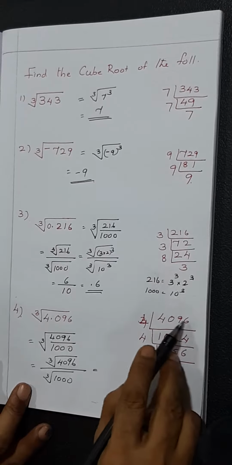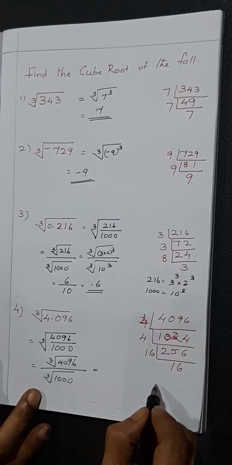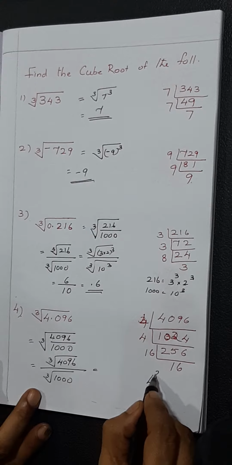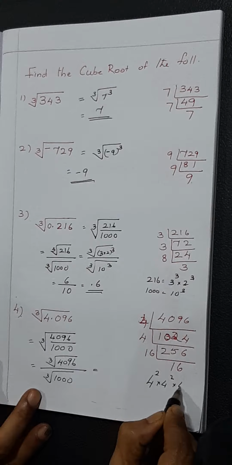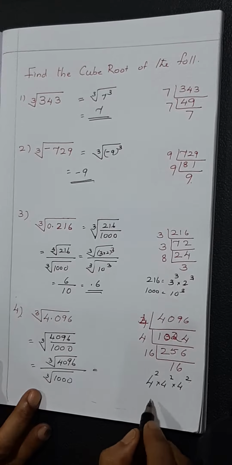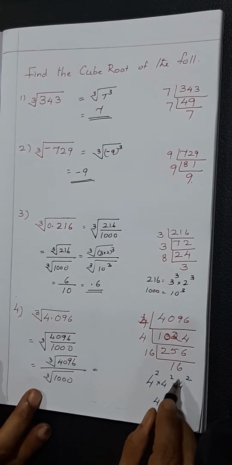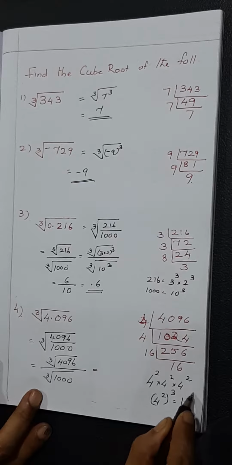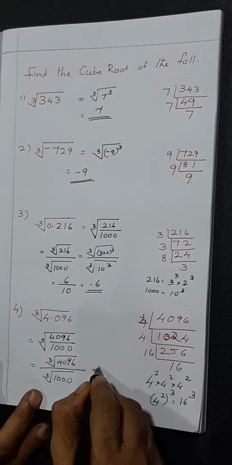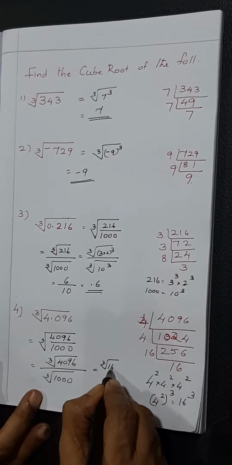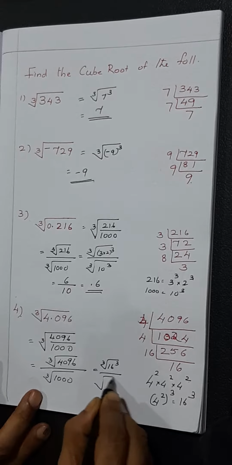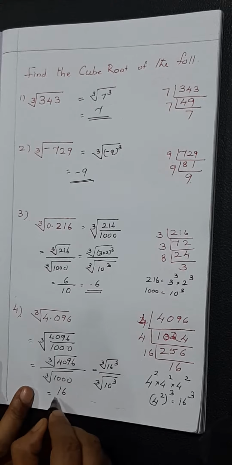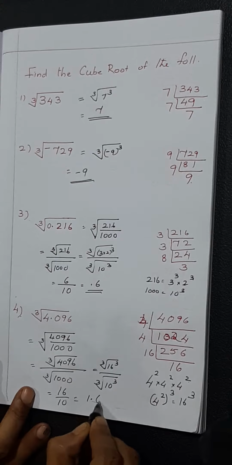So this is equal to 4096, which can be written as 4 squared into 4 squared into 4 squared. That is 4 to the power of 6, which can be written as 4 squared the whole cube. So this is equal to 16 cube. So this is cube root of 16 cube by cube root of 10 cube. So that is equal to 16 by 10, equal to 1.6.